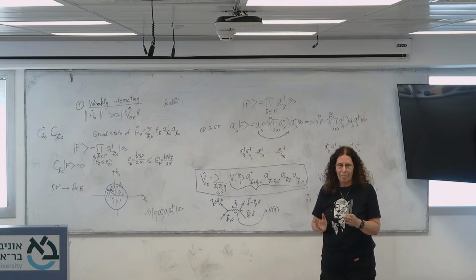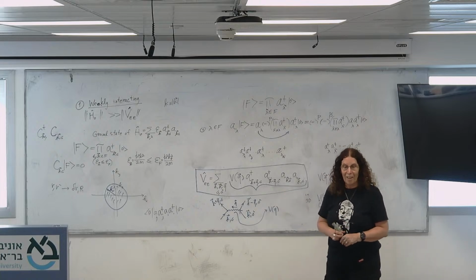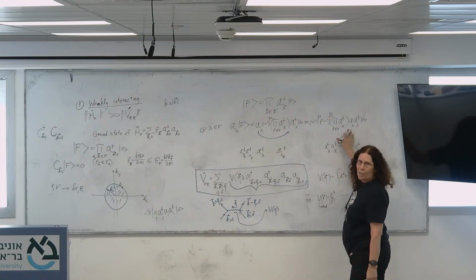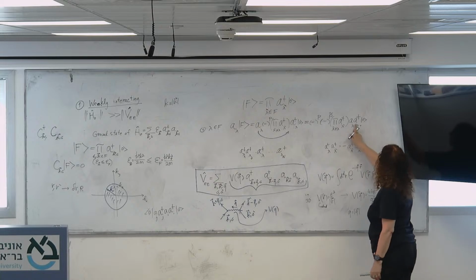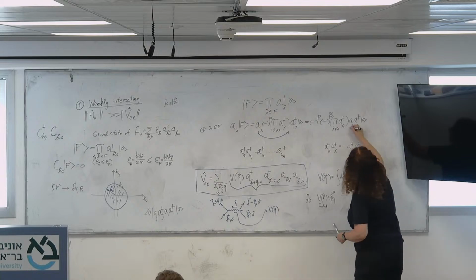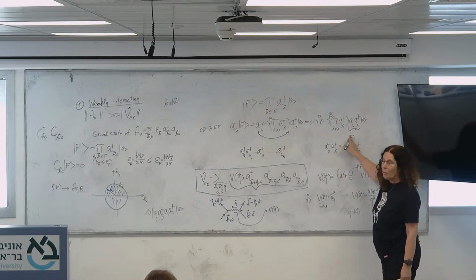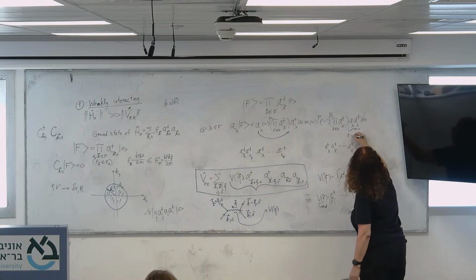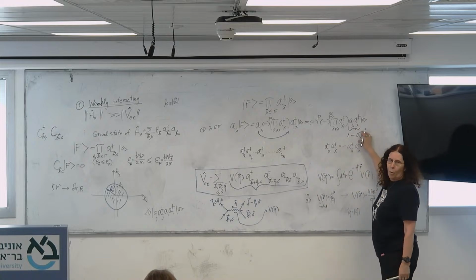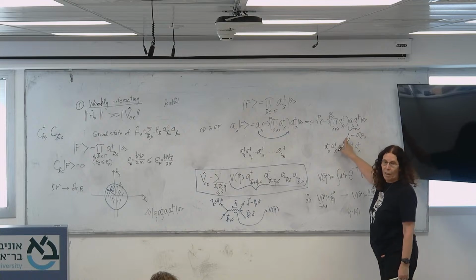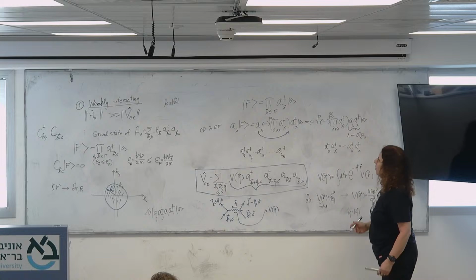Let's go on. You agree to this. Now let's see this one. Now, unfortunately, there is a one. So this equals 1 minus a dagger a. The second term will indeed annihilate the vacuum, but I am left with the 1. And therefore, it's not 0.